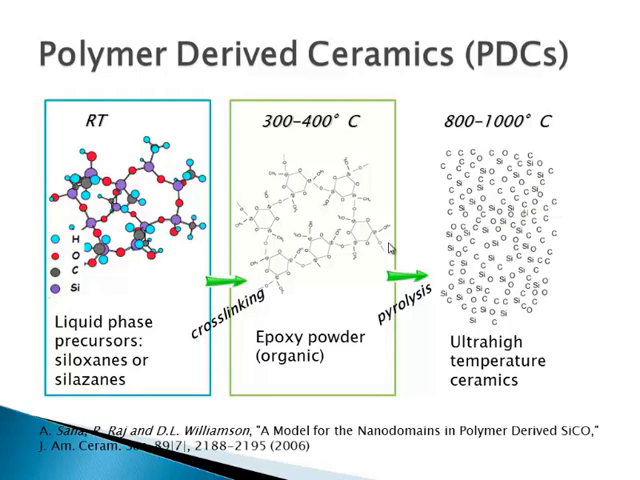Polymer-derived ceramics is quite a new subject, although it was first published 100 years ago. So what we have is, at room temperature, a resin, a liquid phase precursor. It can be a siloxane or it can be a silane. And then we take it and give it whatever shape we want. Then we cross-link it by heating it to 300 or 400 degrees. And then, if we want, we can also increase the temperature to make it an amorphous ceramic.